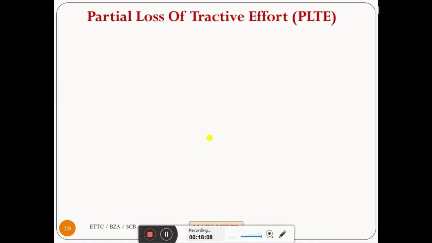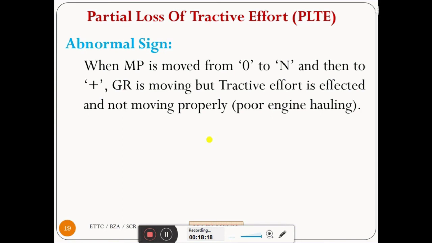And finally, another traction failure is partial loss of tractive effort. Abnormal sign: when MP is moved from 0 to N and then to plus, GR is moving, but tractive effort is affected and not moving properly. Otherwise, we can call it poor engine hauling.